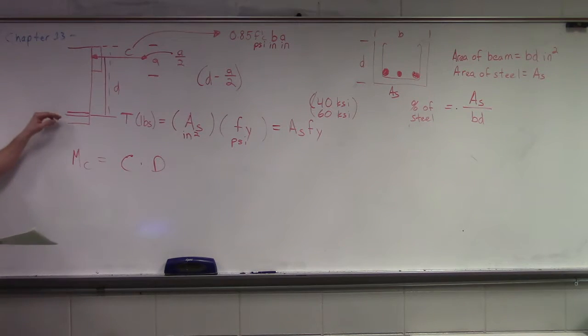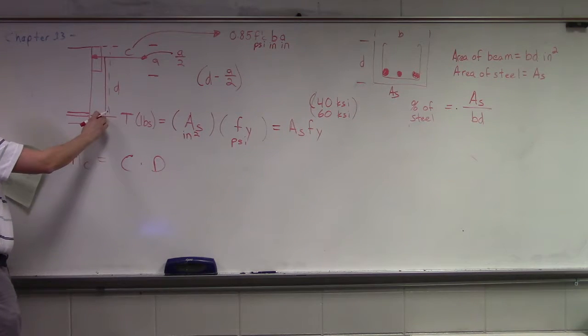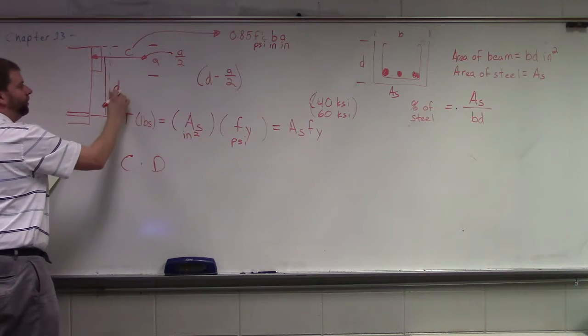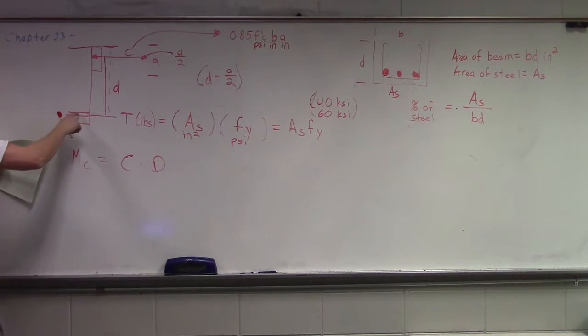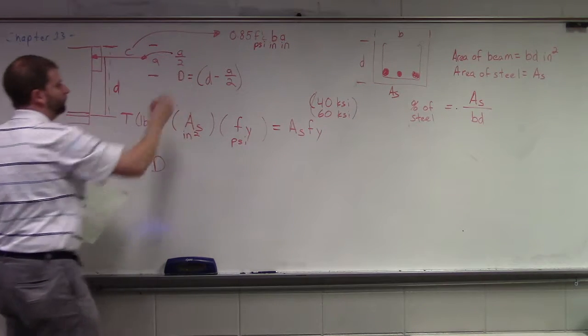It wouldn't be the little d, because little d is from here to here, right? So what's the distance? It's d minus a over 2, because this is the distance we want to measure. That's what the d is though. No, no. This d is the depth from the top of the concrete. So the big D stands for that equation right there? Yes. Okay, gotcha.